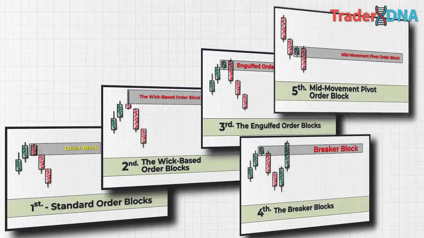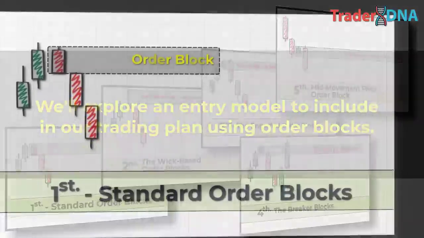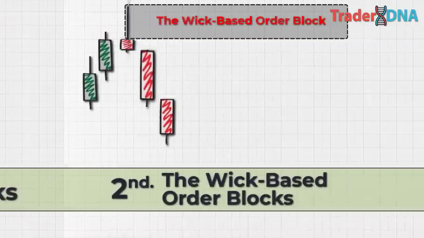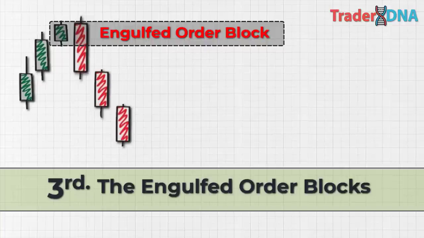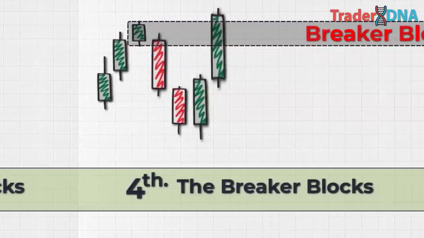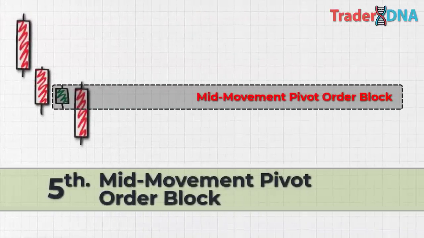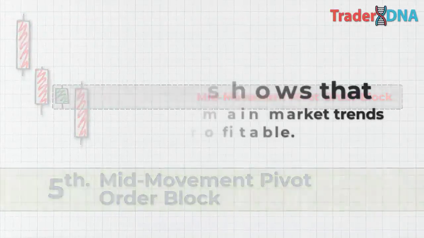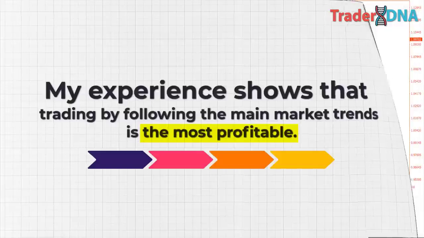Now, in the next section, we'll explore an entry model to include in our trading plan using order blocks. This entry model will work as an effective tool to execute trades based on insights gained from analyzing order blocks. But before diving into entry setups, it's important to note that I still use indicators to enhance and improve my trading accuracy. I'm a trend-following trader, and my experience shows that trading by following the main market trends is the most profitable. So, here's an extremely effective trading strategy combining order blocks and indicator analysis that you can apply to all markets and time frames.